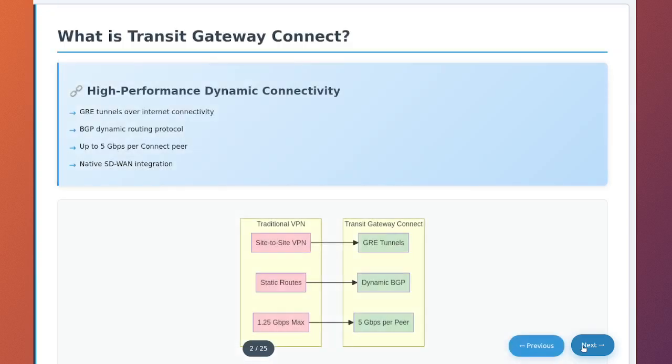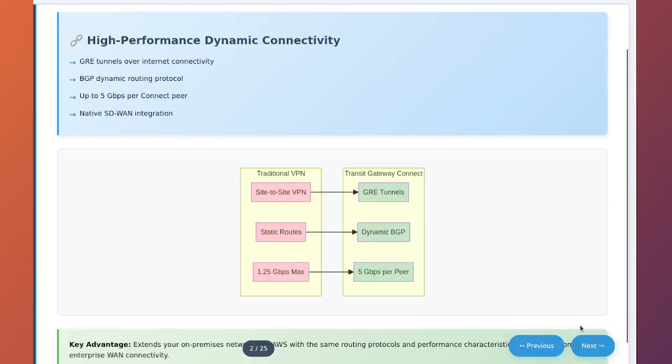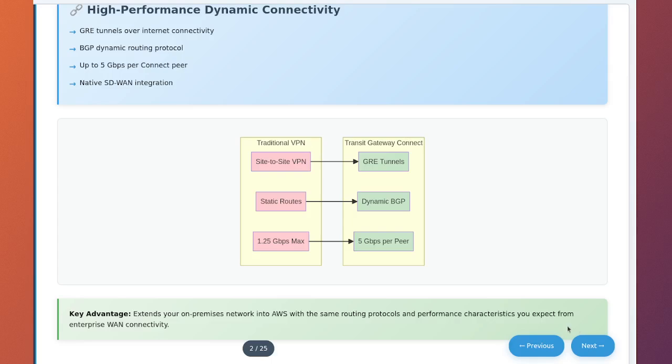What is Transit Gateway Connect? Transit Gateway Connect is AWS's solution for high-performance, dynamic connectivity between on-premises networks and AWS using GRE tunnels and BGP routing. Think of it as a bridge that speaks the same language as your existing SD-WAN infrastructure. Instead of static VPN configurations, you get dynamic routing that automatically learns and propagates routes. The key differentiator is performance, up to 5 gigabits per second per connection compared to 1.25 gigabits per second for site-to-site VPN. Plus, you can scale with multiple connections for even higher bandwidth.